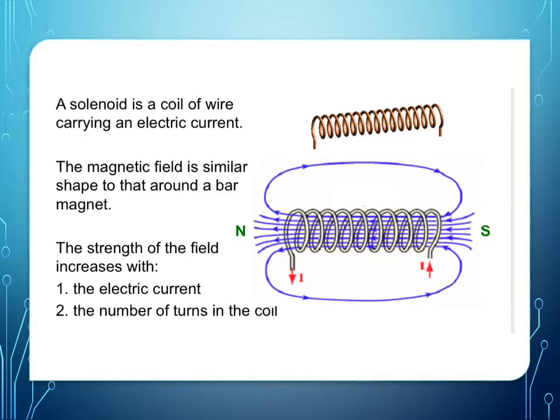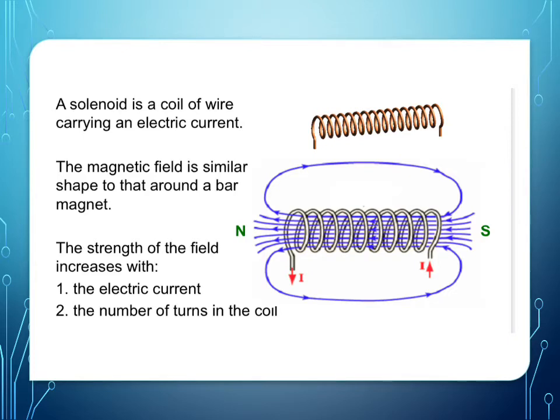Alright, so here comes the important part on understanding a solenoid. Solenoid ni macam saya cakap tadi, a long coil of wire carrying an electric current. Kalau tak ada electric current, maksudnya dia tak boleh nak produce magnetic field from the coil. So mesti wajib kena ada electric current. Okay, the magnetic field is similar in shape to that around a bar magnet.